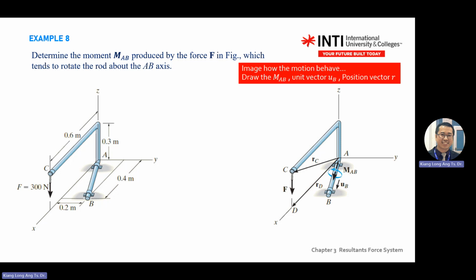So for example, RD equal to 0.4 meter I plus 0J plus 0K. If RD, you walk 0.4, not 0.4, 0.6, correction. You walk 0.6 in X, or means 0.6I plus 0J plus 0K. However, for RC is 0.6I plus 0J plus 0.3K for RC. You need the R to calculate U. How to calculate U? You take the direction, the vector R divided by magnitude R, you get U.